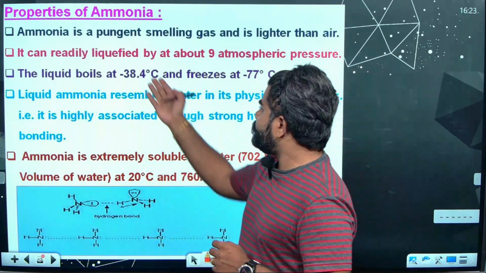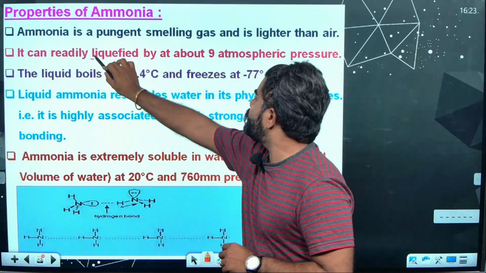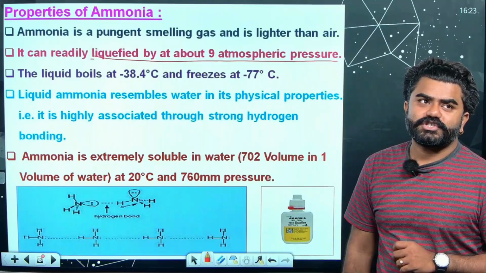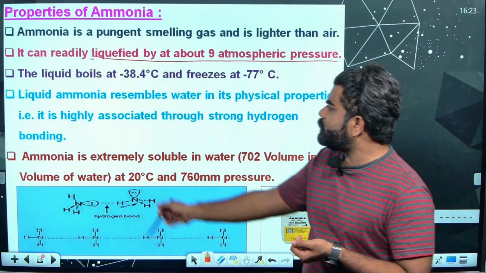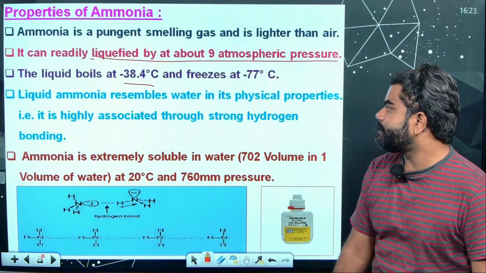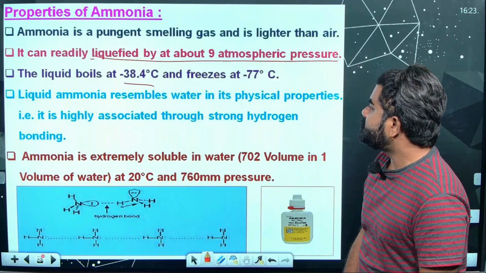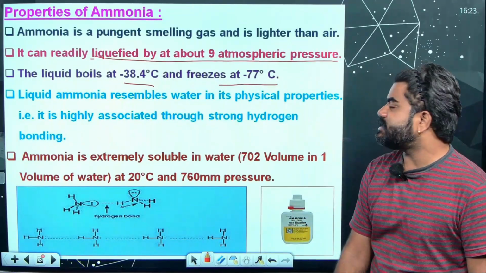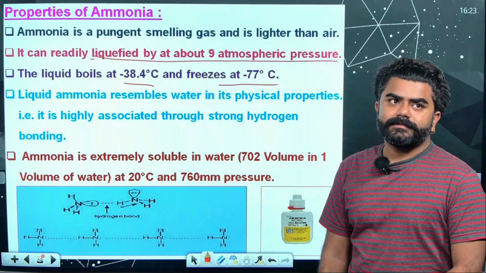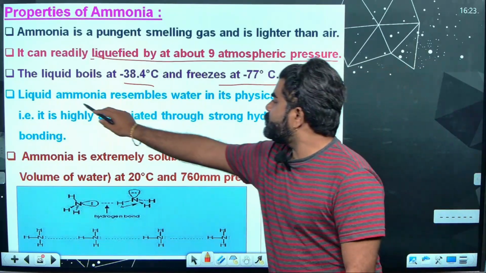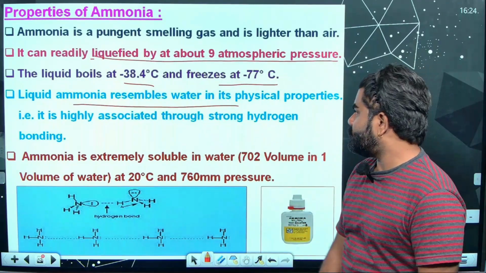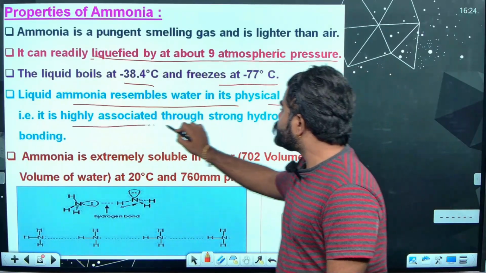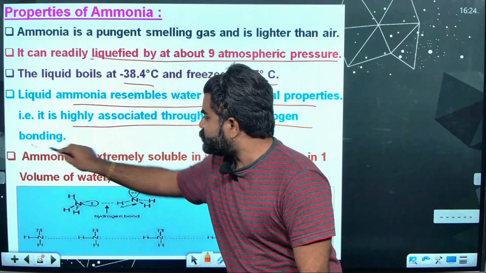It can also be readily liquefied at about 9 atmospheric pressure, and this liquid boils at minus 38.4 degree and it freezes at minus 77 degree Celsius. And liquid ammonia, if you see, it resembles water. பார்க்கறதுக்கு அது வாட்டர் மாதிரி இருக்கும். And it is highly associated through strong hydrogen bonding.